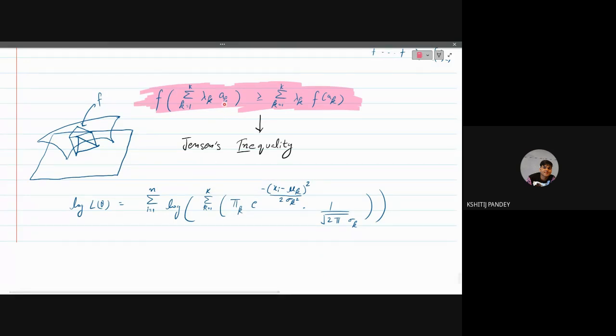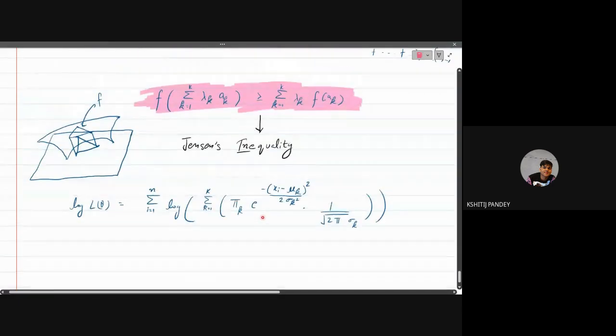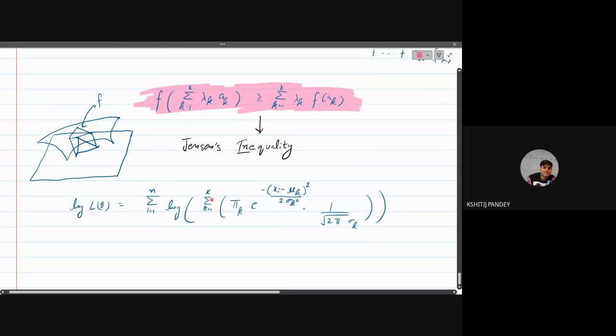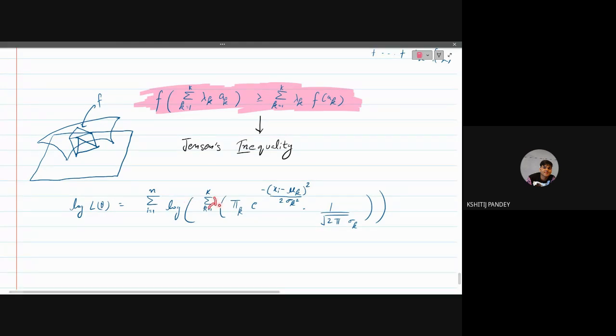Here, as you can see, you have a function of something, and inside the function we have a summation. This is your function, and inside the summation you have some value, but you also have pi k's. So we have to somehow introduce pi k here. So what we will do is multiply by pi ki and divide by pi ki.